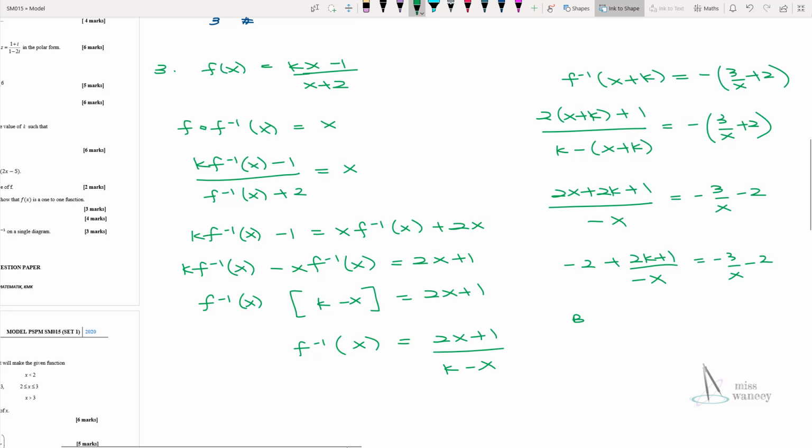Okay, so by comparing, we should be able to see that negative of (2k plus 1) over x is equal to negative 3 over x. So that means 2k plus 1 must be equal to 3. So 2k must be equal to 3 minus 1, which is 2. Therefore, k must be equal to 1. Okay, so done with this question.